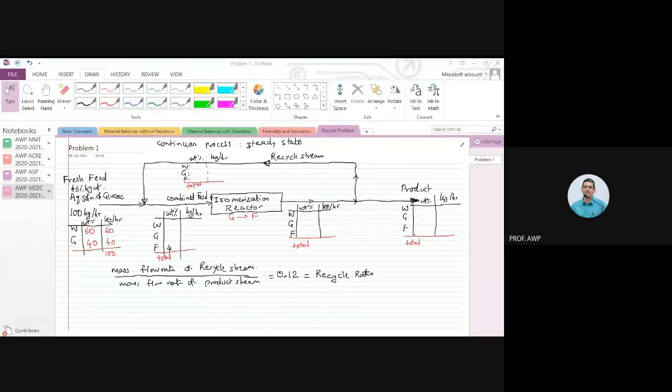Anybody using one unknown? Sir, that recycle ratio is for each stream or for total? Total. You say mass flow rate of recycle stream divided by mass flow rate of product stream. Okay, sir. Recycle stream means everything inside. Product stream means everything inside. Isn't it? Yes, sir.